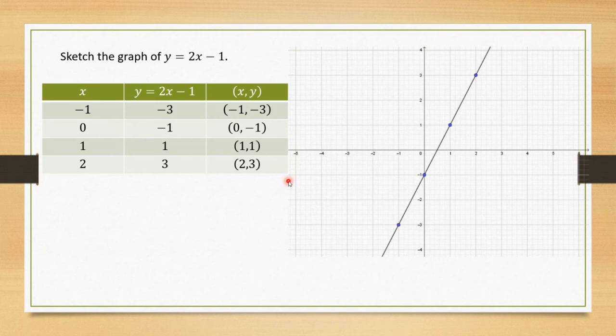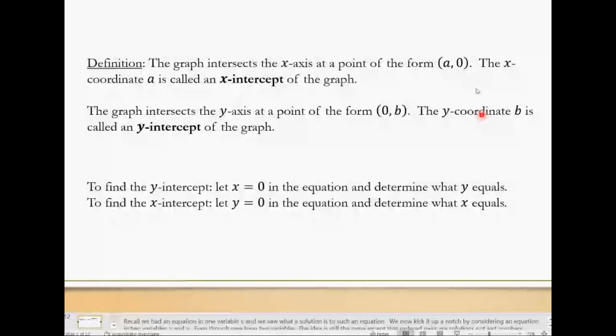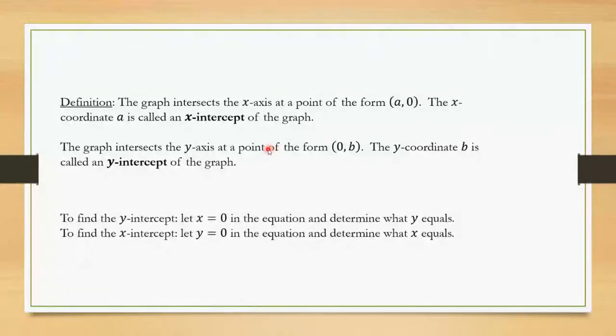Related to graphs, notice here, the graph is crossing the x-axis. Remember, this is the x-axis, the horizontal number line. That's crossing the x-axis here. The graph also crosses the y-axis at (0, -1). That leads us to the next definition, intercepts, x and y intercept.